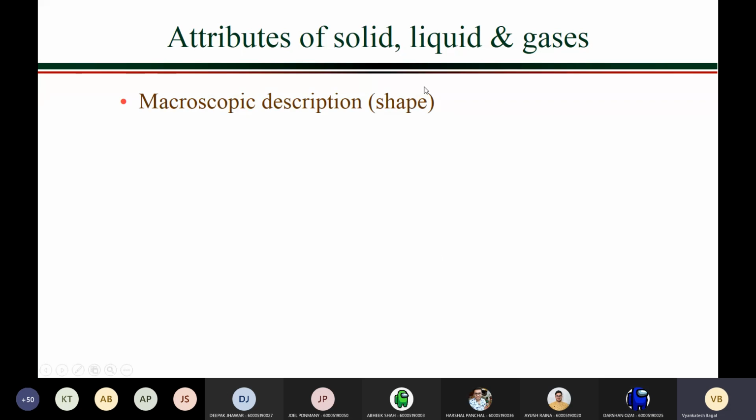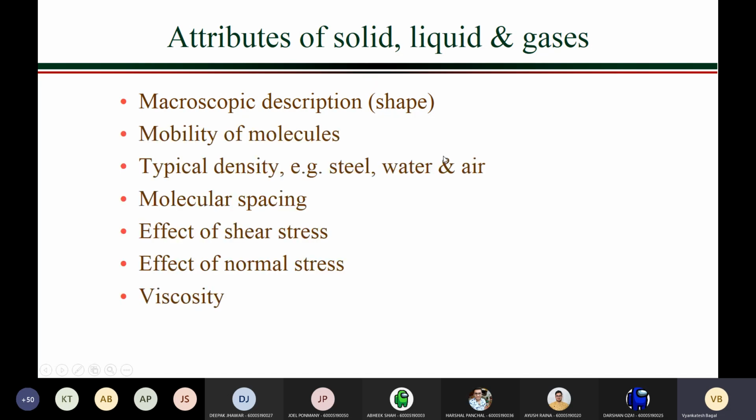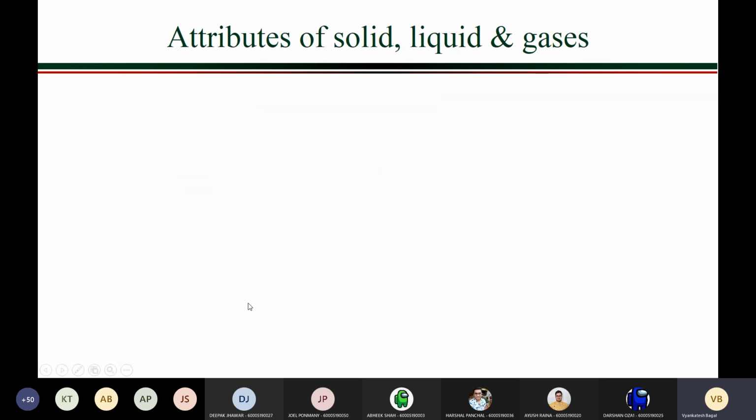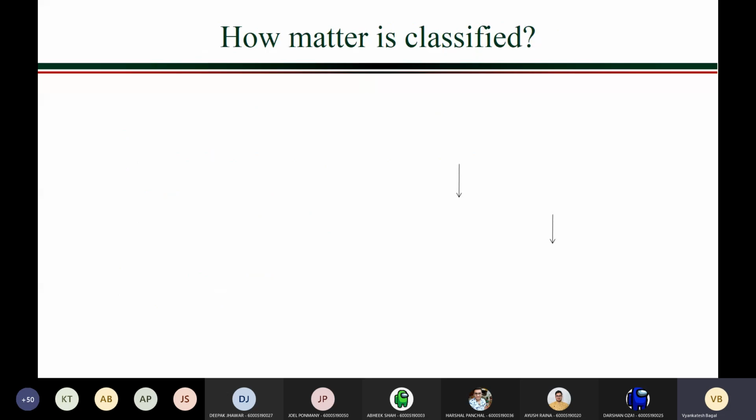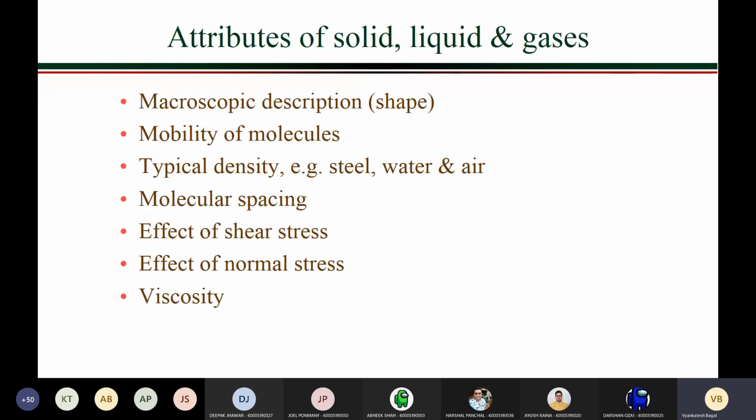Then, now the attributes of the solids and the fluids, which are nothing but liquids and gases. So all these attributes are known to you, except the last one, which is viscosity. Except the last term viscosity, rest of the attributes are already known to you. For example, macroscopic description you already know. Then the mobility of molecules, whether the molecules are in position to move easily or not, that is known to you with respect to solids, liquid, gases.